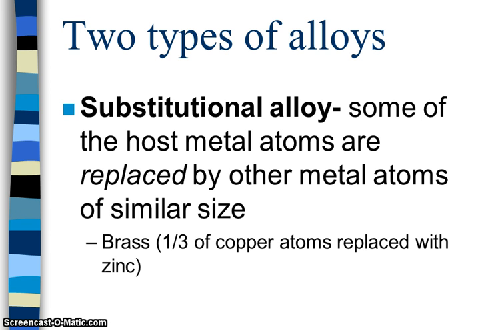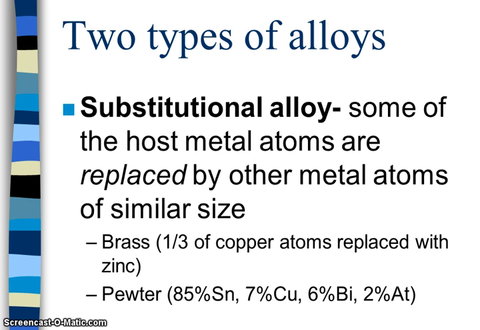Brass is an example of a substitutional alloy. It's made up of 1/3 of its copper atoms that have been replaced with zinc atoms. Pewter is another example of a substitutional alloy. And it's made up of 85% tin, 7% copper, 6% bismuth, and 2% astatine.